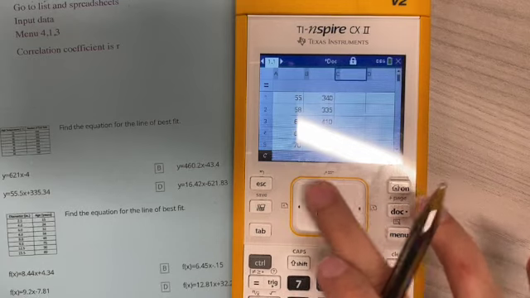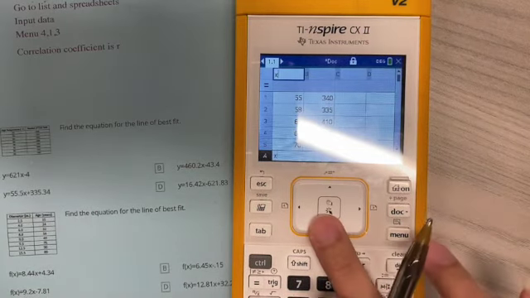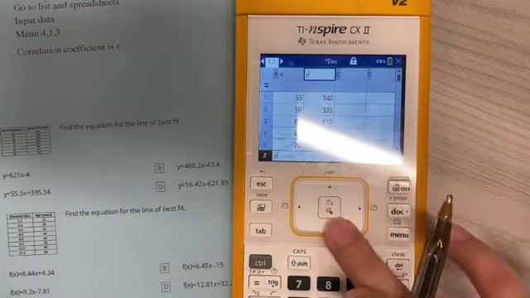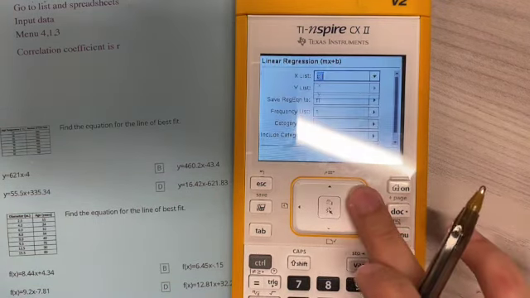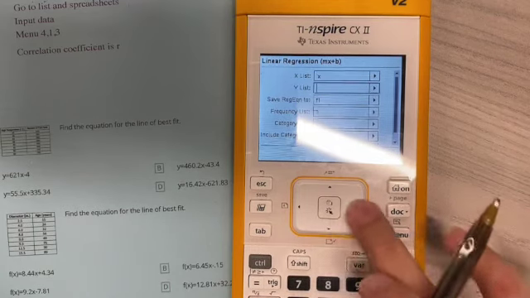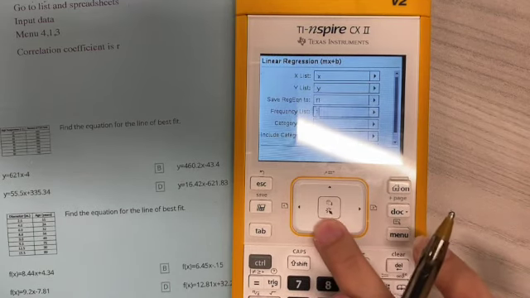Okay, going back up to A and B, we're gonna put in X. We're gonna put in Y. We're gonna go to C1. And when we do that, menu 413, drop down, put X, drop down, put Y, go to OK.